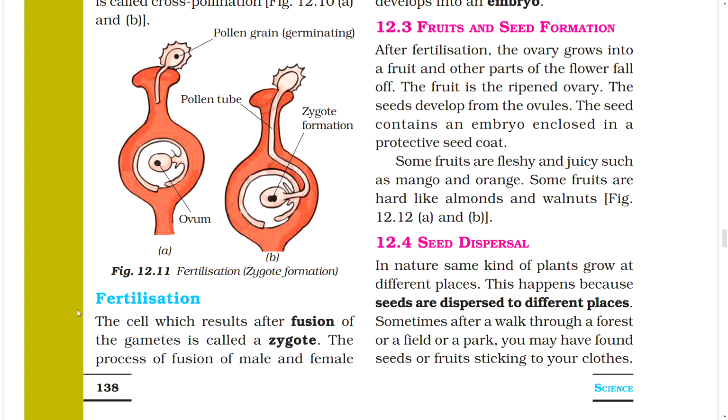Some fruits are fleshy and juicy, such as mango and orange. Some fruits are hard like almonds and walnuts. Figure A and B.